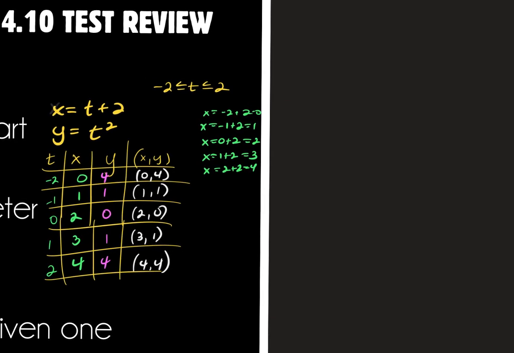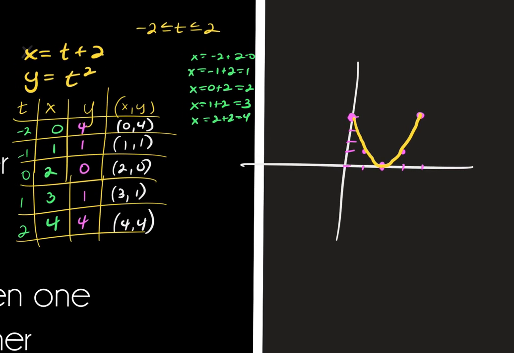And then I'll give you the graph, but it will ask you to graph it. So 0, 4, 1, 1, 2, 0, 3, 1, 4, 4. And connect them. And then don't forget your arrows. So the arrows point towards the largest t, okay?